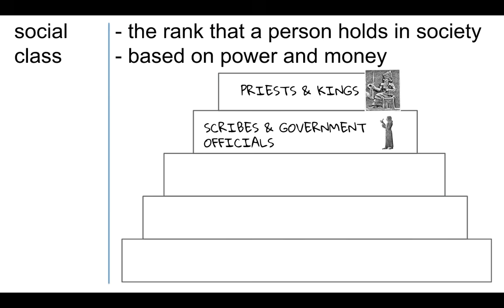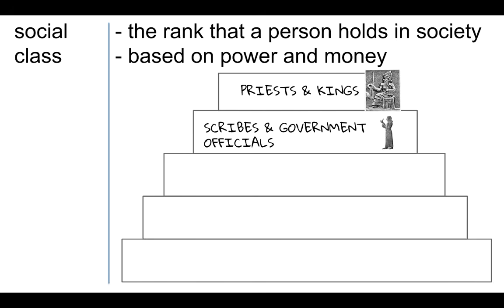Alright, make sure that you're writing this down in your notes. So far you should have priests and kings at the top. You do not have to draw the picture, but you can draw a little sketch if you want to, but make sure it's fast. The next level that you should write down are called scribes and government officials. These are people that worked for the kings to help make the government run.